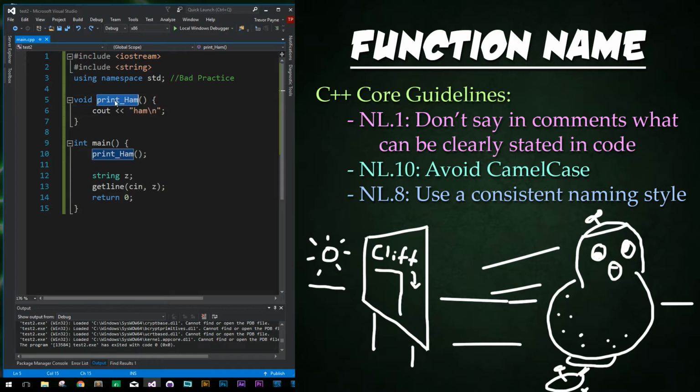NL8 says have a consistent naming style. This is paramount. So if you're working on a multi-project, multi-sequence, or multi-shot pipeline, then you may want to do like project underscore sequence underscore shot underscore and then like asset if you so desire.